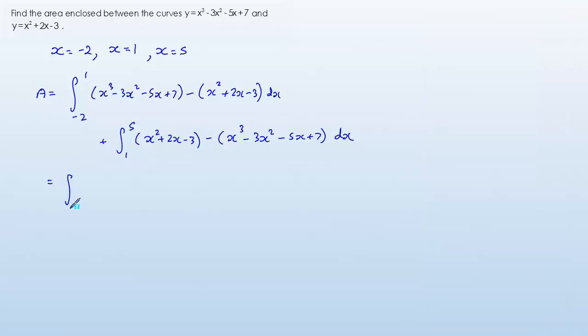So from negative 2 to 1 we have x cubed minus 3x squared minus x squared is minus 4x squared, minus 5x minus 2x is minus 7x, 7 minus minus 3, add 10. Now, from 1 to 5, it's just going to be the negative of that. So it's going to be negative x cubed plus 4x squared plus 7x, take away 10.